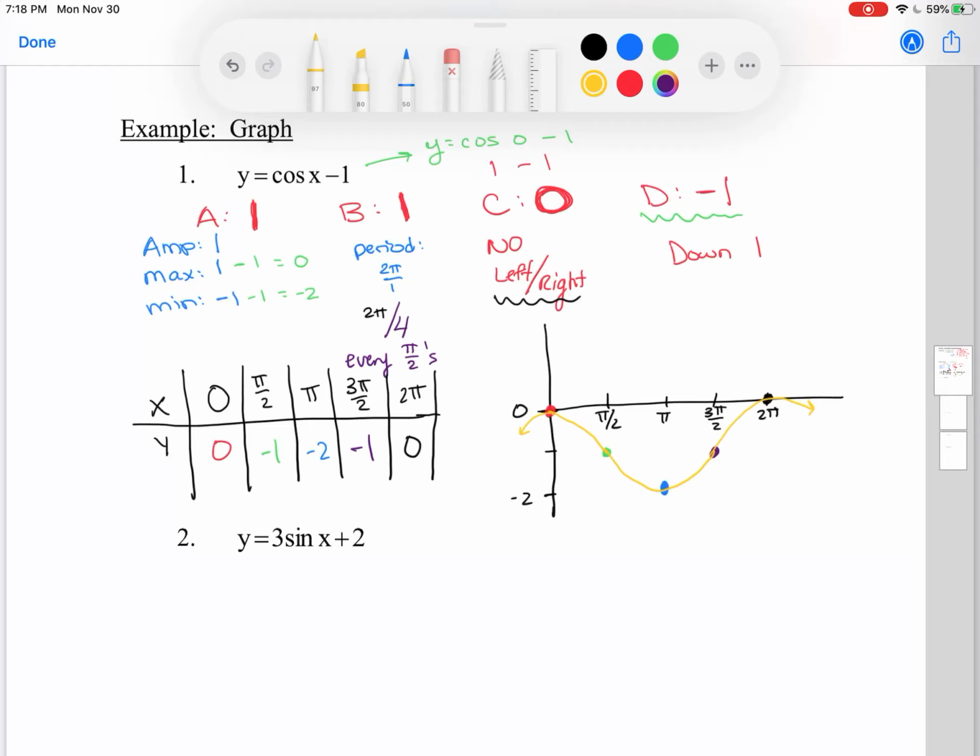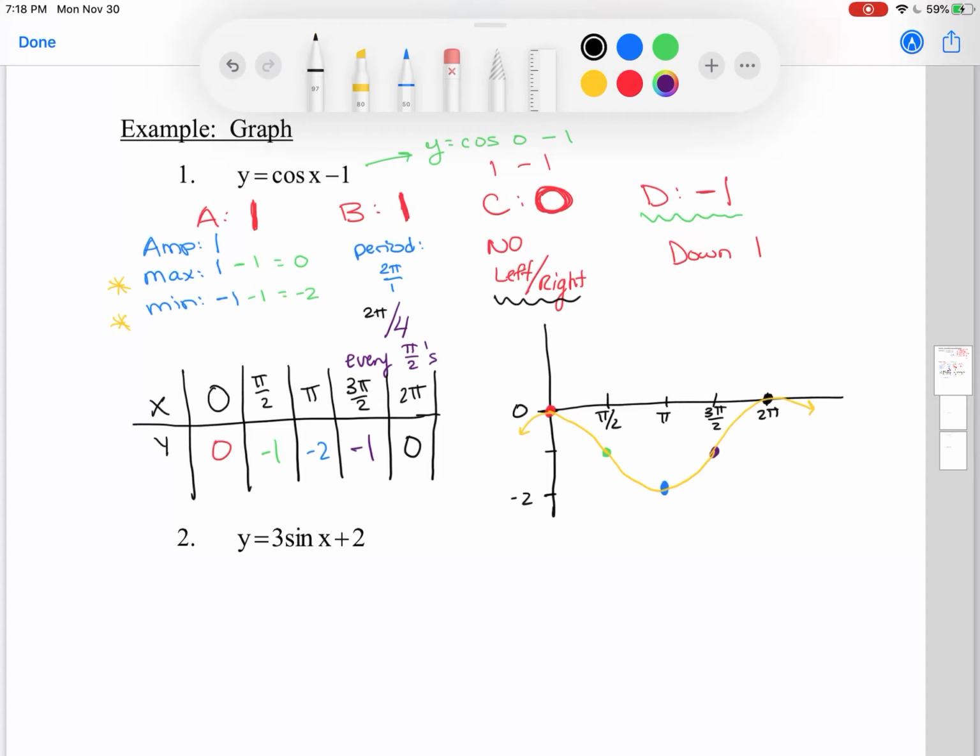Okay, so take a look at this graph and compare it to the other ones we've done in the past. We actually don't cross the x-axis, and the reason we don't is because my maximum was 0, while my minimum was -2. So the highest point I can go for my y is 0, and the lowest point I can go for my y is -2. That's how that max and min is going to play a role.